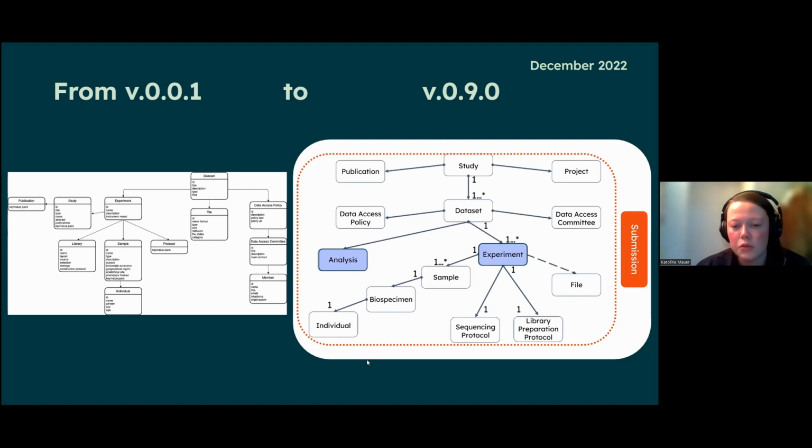We also introduced mandatory and optional entities, because not every submission will already have every entity that we capture. And these optional entities are the publication, the project, the analysis, and the biospecimen.